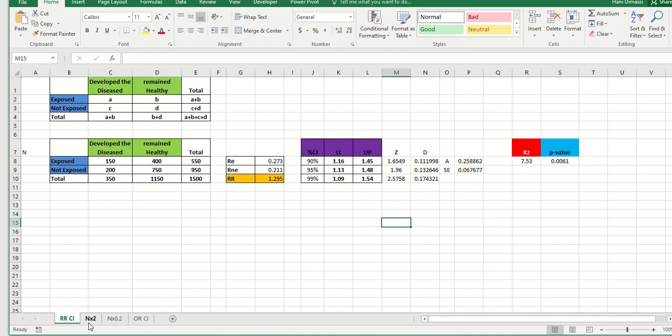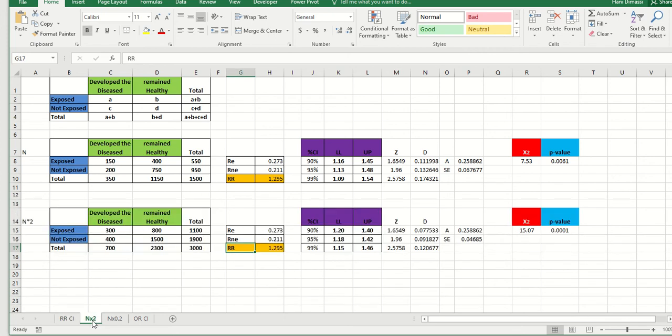So what I'm doing is I'm increasing my sample size. I'm multiplying my sample size by 2. So hopefully everything is going to be multiplied by 2. If I do that, so let's click over here. This one did not change. This is n equal 1. That is everything the same as we had before. Over here, everything is multiplied by 2.